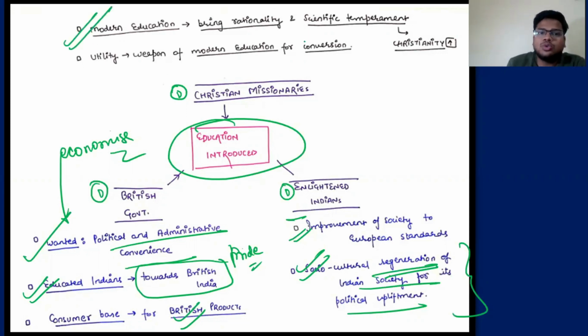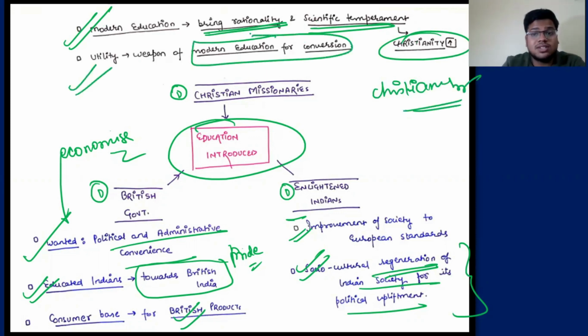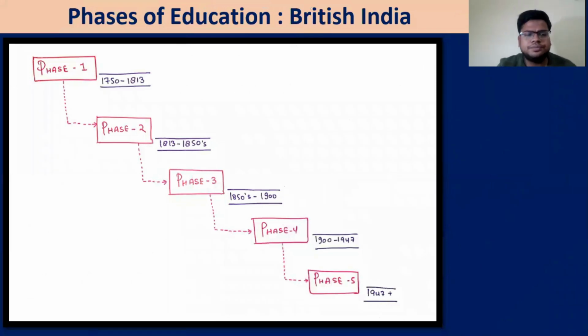Christian missionaries believed modern education would bring rationality and scientific temperament, and the rise of Christianity would follow. They took modern education as a utility weapon for conversions. Modern education would be used as a tool of conversions, so the numbers of Christians would increase. So these are the reasons why education was introduced into India.